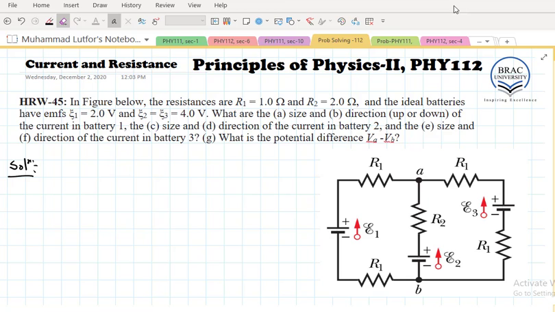In this problem, there are 5 resistances connected and 3 battery sources, which are ideal batteries. It means that there is no internal resistance in these batteries. Now they are in a combination of series and parallel. We have to find the size and the direction of the current through each of these batteries. Size means the magnitude of the current. And we also have to find the potential difference between the points A and B.